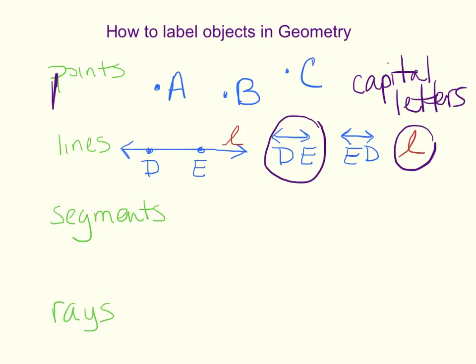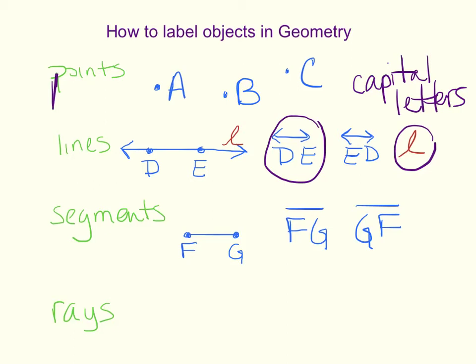The next thing we have is a segment. A segment is just part of a line. Again, you need 2 points, and it just goes right in between. So if we call these points, capital letters, FG, the only way to name a line segment is like that. Now, line segments, it doesn't matter if you call it FG or GF, they're the same line.